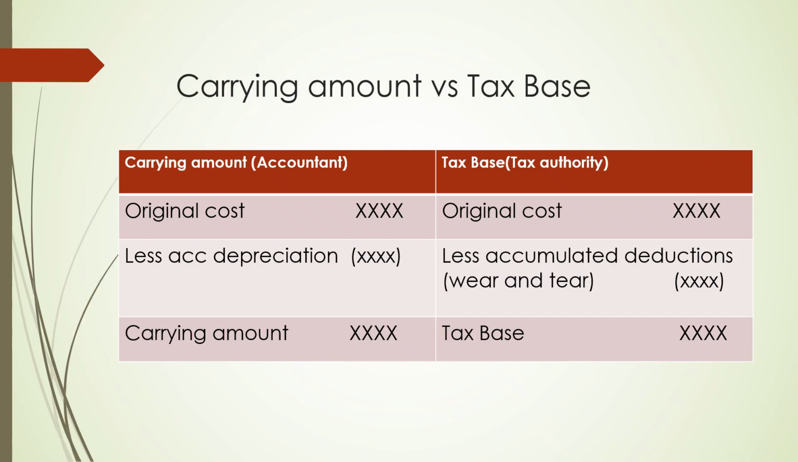Carrying amount versus the tax base. The carrying amount for the accountant would be the original cost less accumulated depreciation. This would give you the carrying amount. While for the tax authority, the original cost less the accumulated deductions or accumulated wear and tear would give you the tax base.